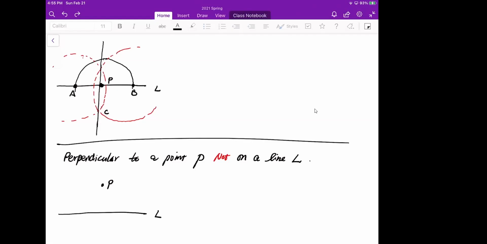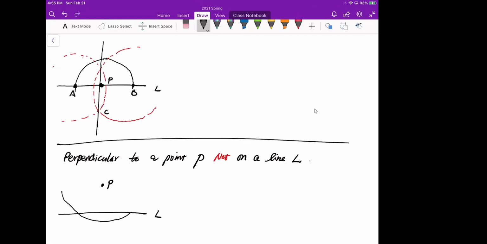Okay, so let's do it. First of all, I'm going to draw a circle around that point C here, right? Again, you don't have to draw the entire circle. All I want is the intersection points. Here's A, and here is B, right? That's all I want, A and B.